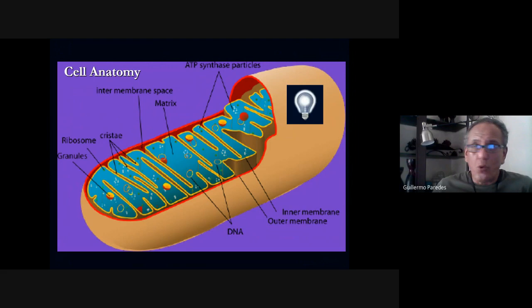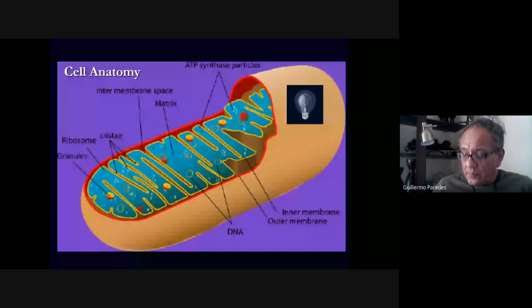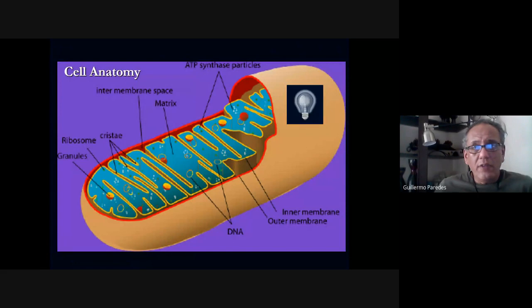Just to refresh you, glycolysis happens in the cytoplasm. It's going to produce two ATPs. It's a reversible reaction: glucose to pyruvic acid, pyruvic acid to glucose. It produces two ATPs, as I mentioned, and does not use oxygen. So the end product of glycolysis will be pyruvic acid.